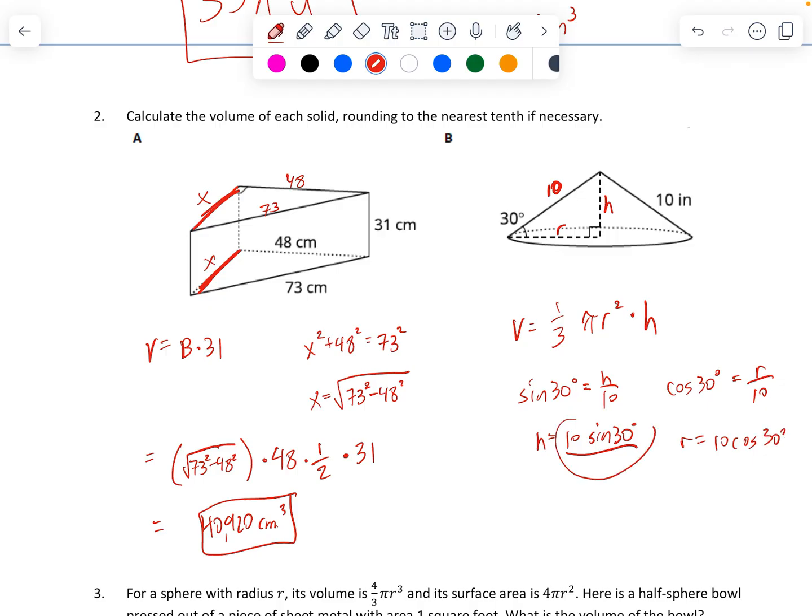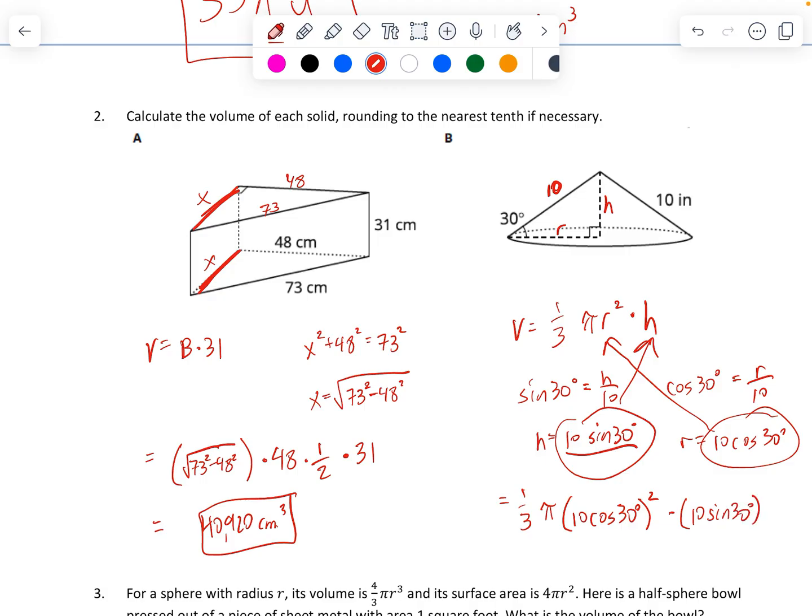So radius is 10 cosine 30. So now we can plug this in and solve for the volume. So it's 1 over 3 pi. The radius is 10 cosine 30, and then square it, multiplied by 10 sine 30. If you plug all that into your calculator, you're going to get an answer of 392.7 inches cubed as your final answer.